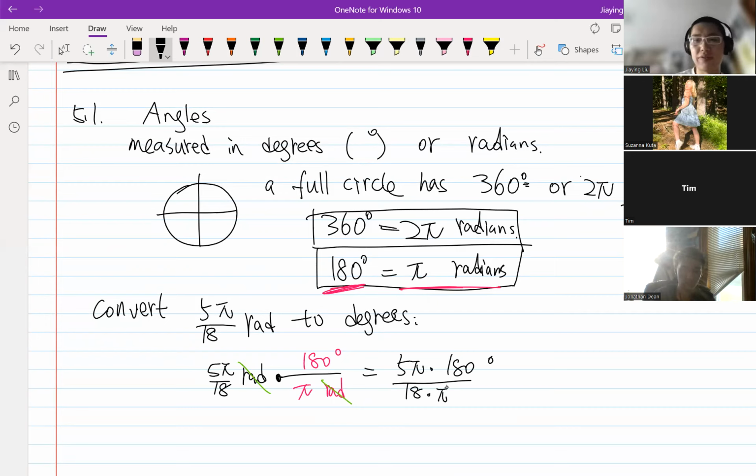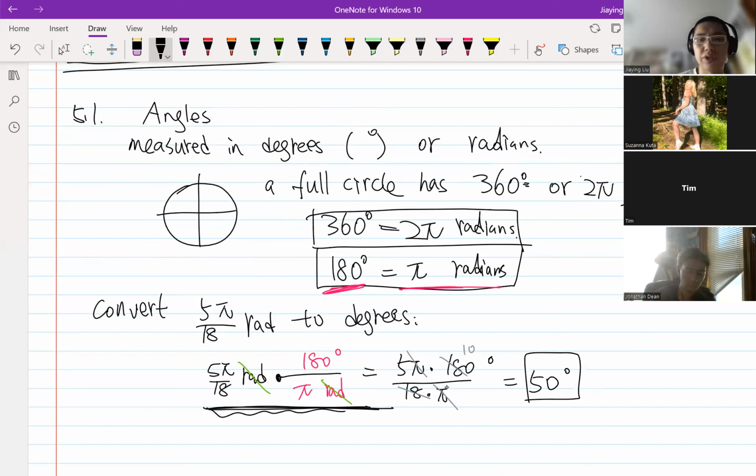And I can try to simplify this further. Pi and the pi cancel, 18 and the 18 cancel. That gives me 10 left in 180. So I just end up with 5 times 10 degrees, that's 50 degrees. I just want to point out, this is how I usually set up the conversion, by multiplying by a ratio. We just have to know where we're going to put the 180 degrees and where we're going to put the pi radians, because we're just going to line them up. It's not always going to be degrees on top. It depends on what's given.